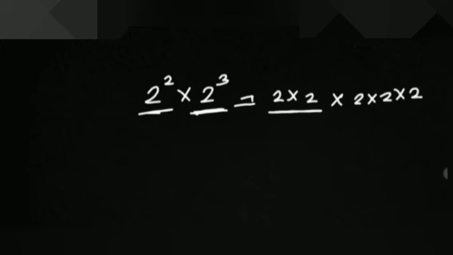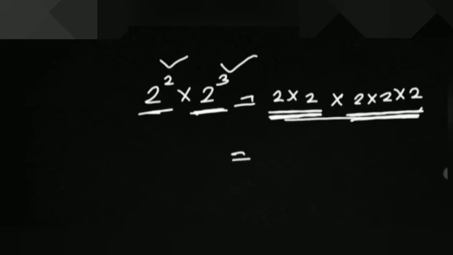Instead of writing 2 raised to 3, we can write 2 into 2 into 2. Yes, 2 raised to 3 means 2 into 2 into 2. So now all together, instead of 2 raised to 2, we have written 2 into 2, isn't it? Instead of 2 raised to 3, we have written 2 into 2 into 2.